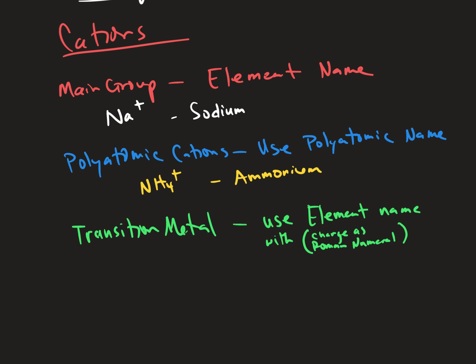So if we have, let's say, Fe3 plus, for example, it's going to be called iron. That's the element name. Roman numeral 3 in parentheses. And we call it iron 3. Good?